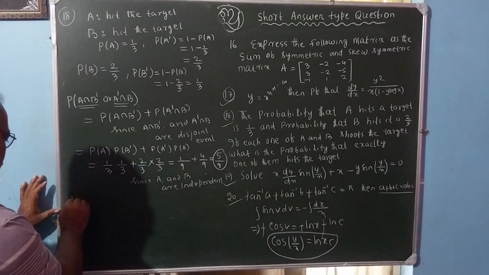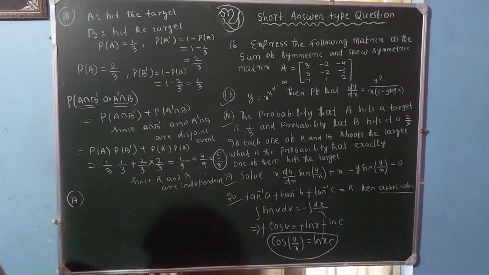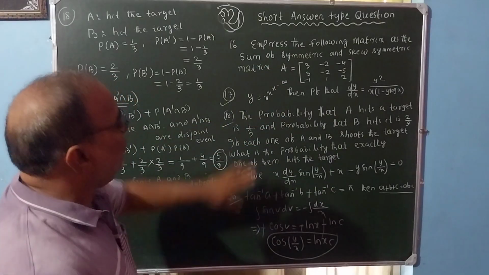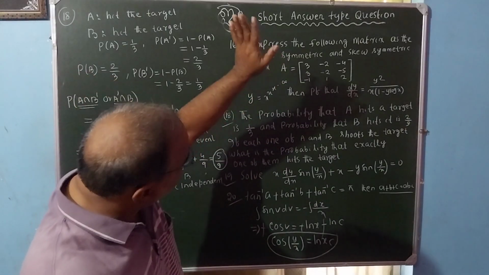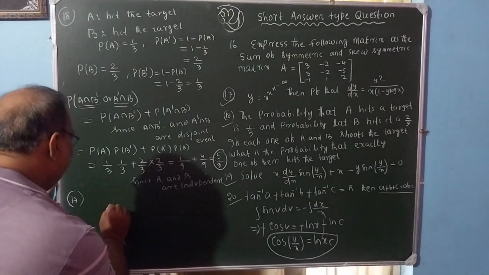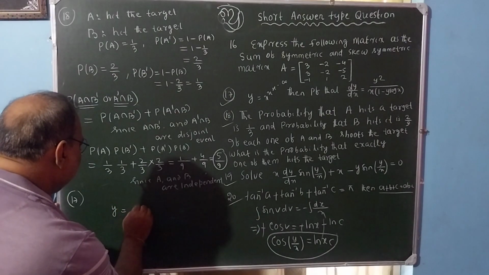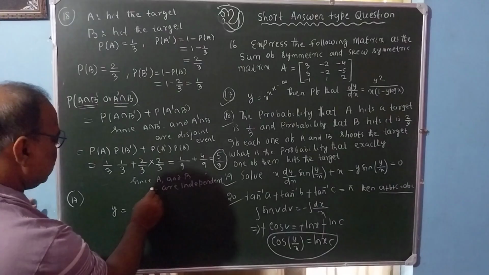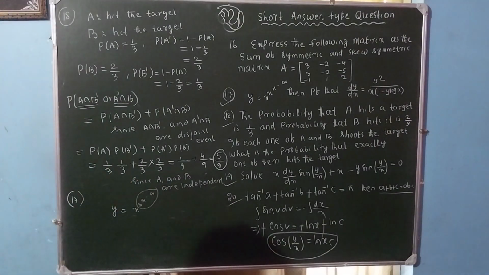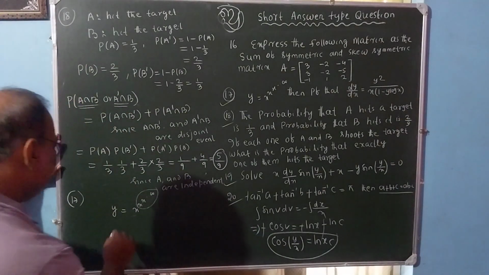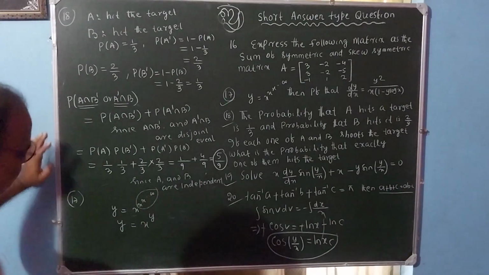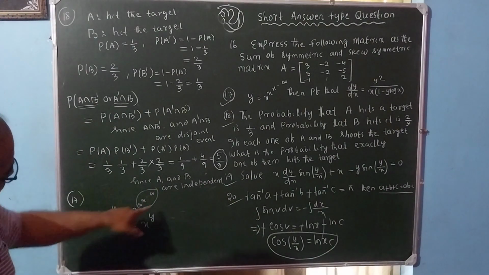Write down question number 17. That is the question from the derivative: x to the power x to the power x dot dot dot infinity. We have to omit this x, this is also y. So y is equal to x to the power x to the power x dot dot dot infinity. So this is also y, y is repeated. So we get y is equal to x to the power y.